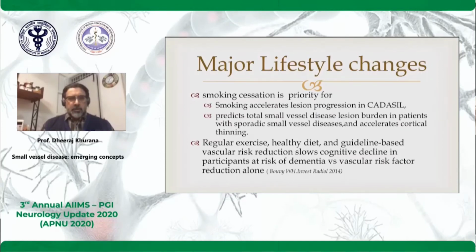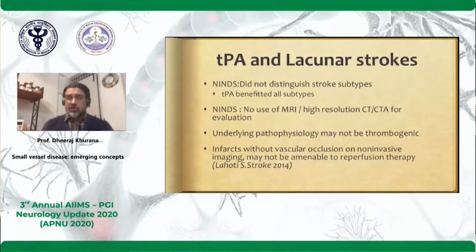Just a word about lacunar strokes and thrombolysis, since that again is an important aspect that one need not forget. It needs to be remembered that lacunar strokes did not have enough evidence from the time the NINDS trial was done, because they did not distinguish the stroke subtypes if you read the full trial. And they did not use MRI, they only used CT at that point of time. So most of this data which we initially had did not include lacunar strokes.